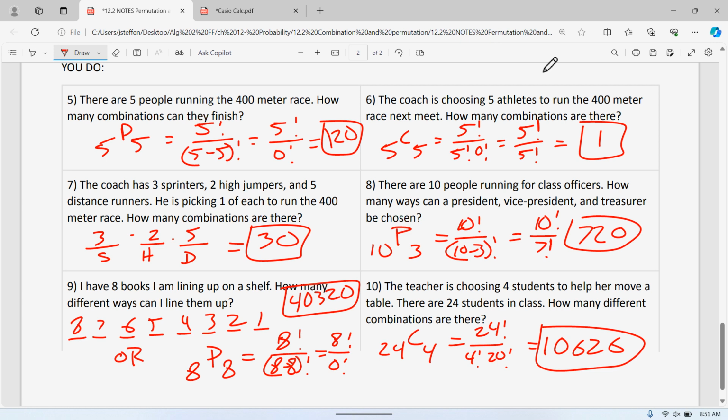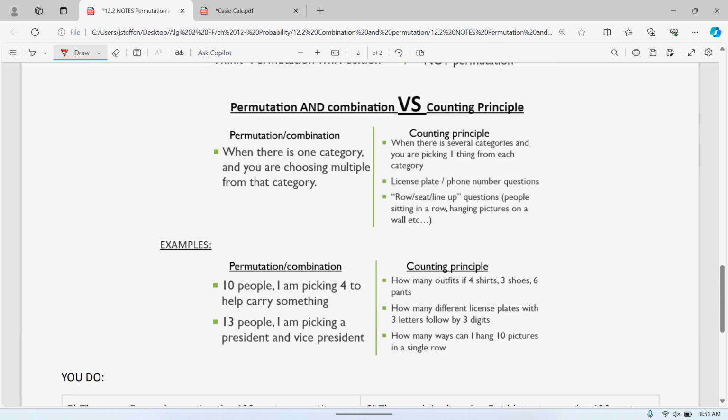Number 8, and that's more typical of what you'll see on a test or a quiz. There's 10 people, and there's president, vice president, secretary, so there's 10 permutation 3, because with permutation, the order matters. That's that ranking system. Now, number 9, there's 2 different ways to do this. The way I would do this is the same way with the counting principle, and that's what I said up here in my list, where it's how many ways can you hang 10 pictures in a row, where you're lining things up. Hanging pictures is on there.